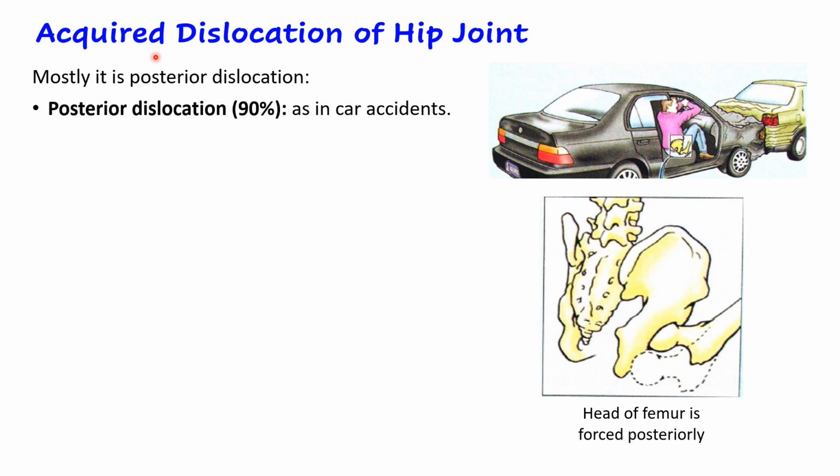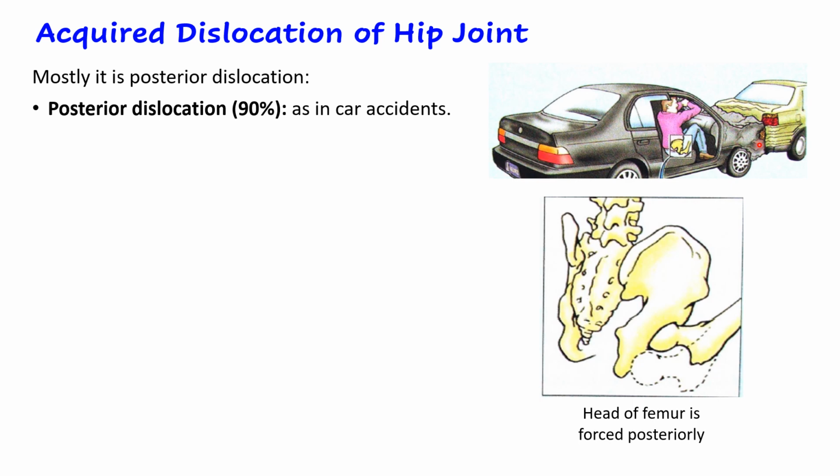In applied aspect, we will cover dislocation of hip joint, that is of two types: acquired dislocation of hip joint, which occurs in adults, and another is congenital dislocation of hip joint, which is present at the time of birth. So in case of acquired dislocation of the hip joint, usually it is in the posterior aspect. So 90% of the cases there is posterior dislocation, and this usually occurs such as in car accidents, right?